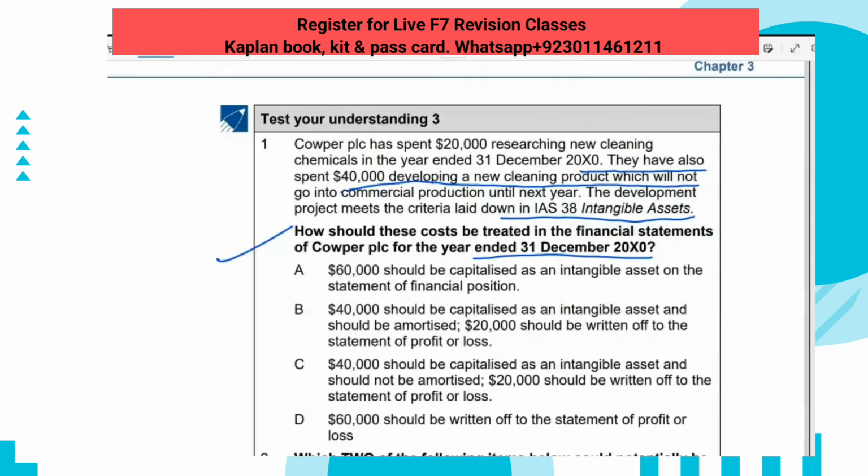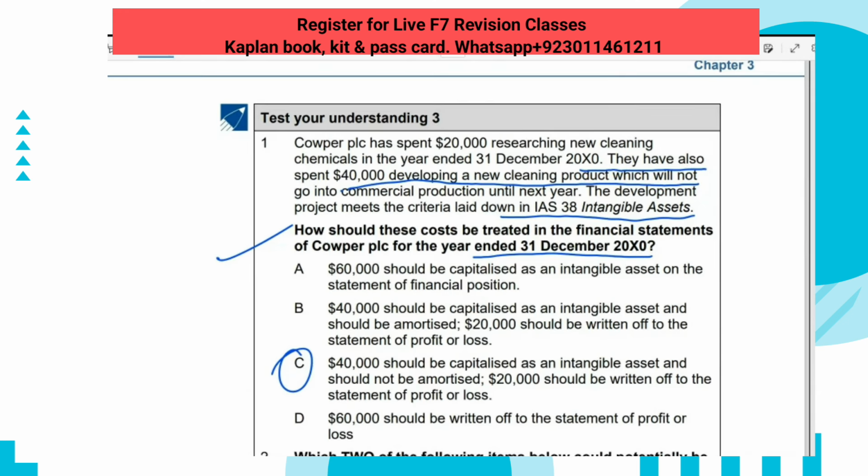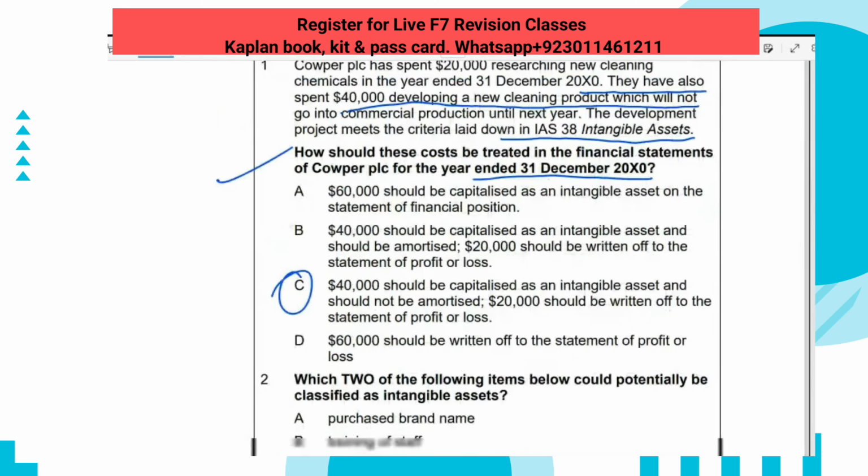So according to this, Copper PLC spent 20,000 in research. It should be written off as incurred, because whenever it's incurred it is expensed. The 40,000 should be capitalized, because 40,000 developing a new cleaning product should be capitalized as a development asset, but it should not be amortized until commercial production begins. So when commercial production starts, then only they can start amortization.